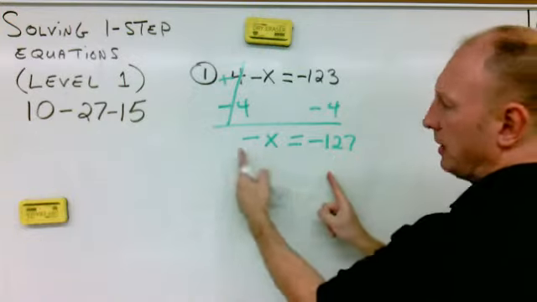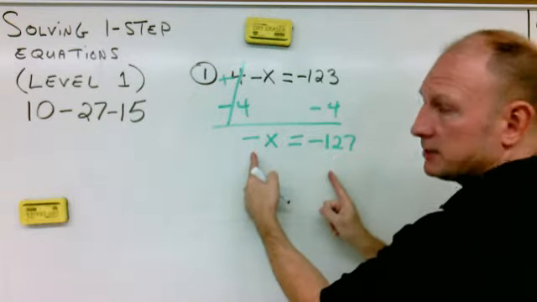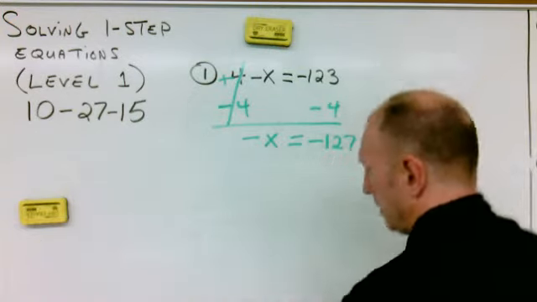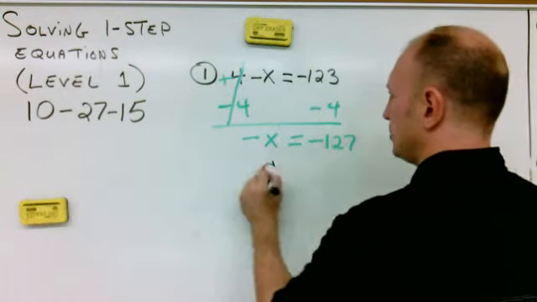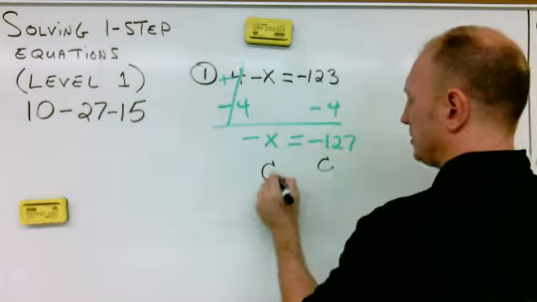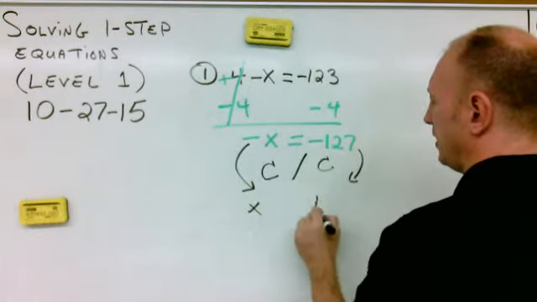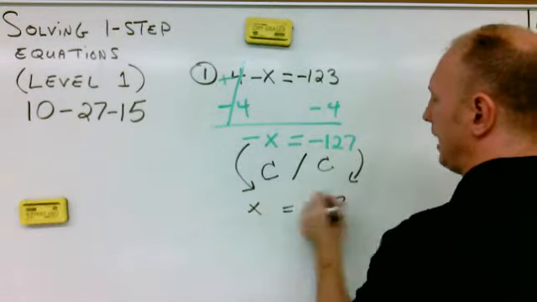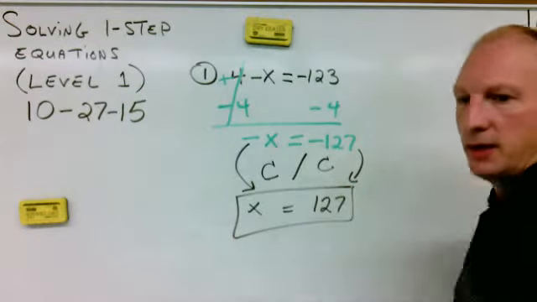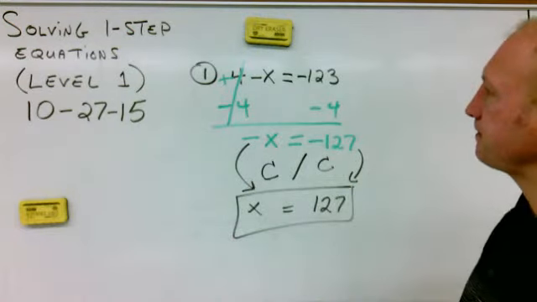And then at this point, when I have a negative x, I'm not done yet. I want it to be positive, so I use my change rule. Change the sign, change the sign. So if I change that sign, I get positive. I change this sign, I get positive also. It just happens to be both positive. And I get x equals 127.